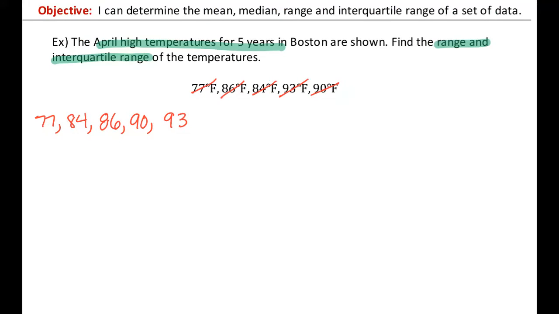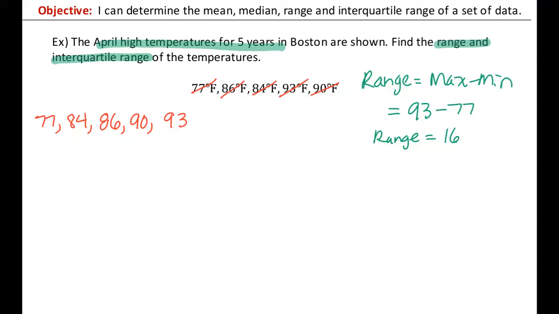The range is pretty quick. The range is just max minus min. So what's my biggest value that we have in the data? 93, minus the smallest value, 77. So what's my range? 16. My range is 16 in this case. You just take the max minus the min.